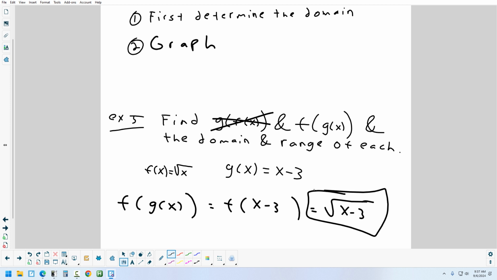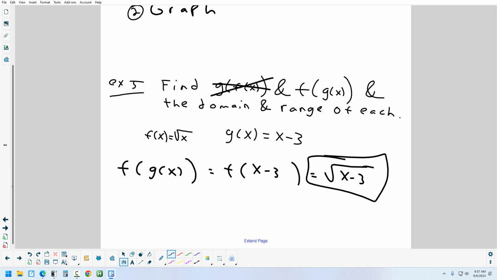Okay, so we've got our composed function. Now I want the domain. Start with the inside function. Maddie, what was the inside function again? x minus 3. Okay, does that have any square roots in it? Does it have any fractions with letters in the bottom? No. So then that means the domain was what? All real numbers. There's no restriction on the domain of g of x.